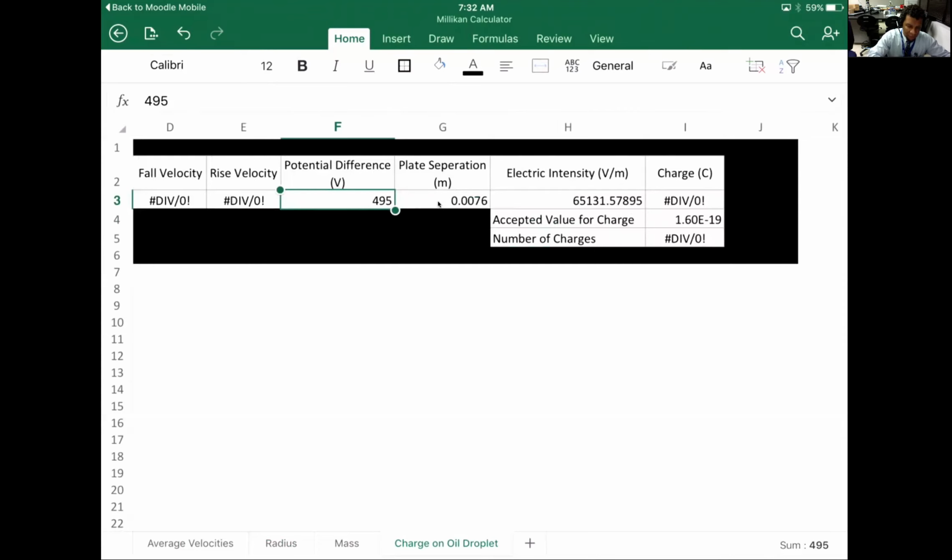And then after the plate separation, which is just a number, we have our electric intensity, and it's just the potential difference, okay? You'll see F3 divided by the plate separation. So this is our electric field, it's volts per meter, okay? And then we have our charge calculated. So the charge will be calculated with these values that are being generated.